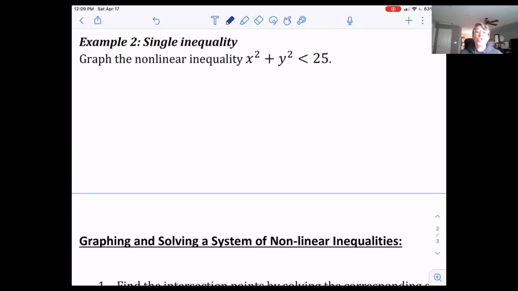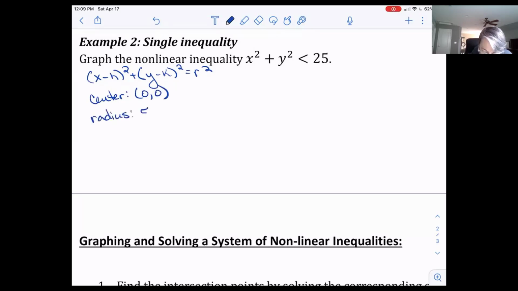So let's remind ourselves just how to graph a single inequality. So let's say we have x squared plus y squared is less than 25. You may or may not recognize that as a circle. You remember (x minus h) squared plus (y minus k) squared equals r squared is a circle. So in this case, our center, the (h, k), is going to be (0, 0), and our radius is going to be 5.